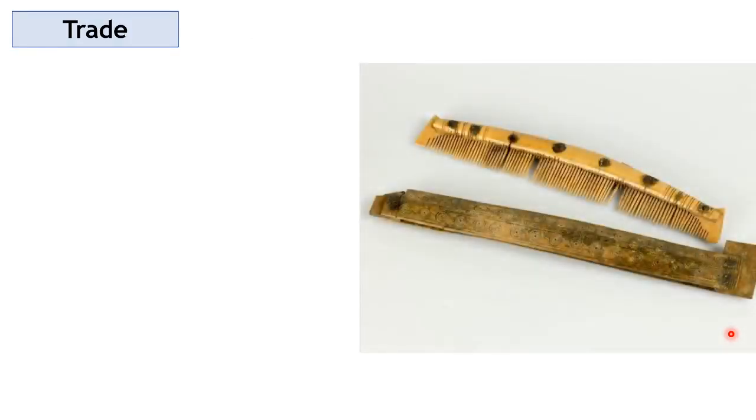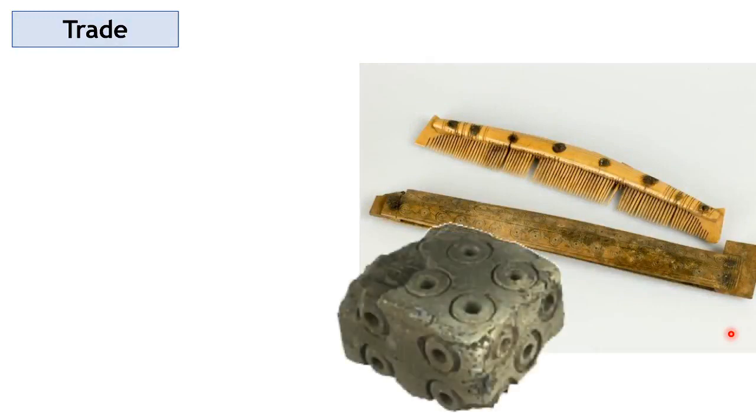Another important find in the Coppergate dig was this comb and this dice for playing games. Now, both the dice and the comb are made of the same material. They're slightly different color because they're slightly different ages. Both the comb and the dice are made from walrus ivory.